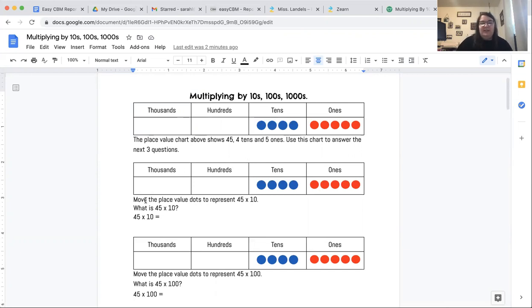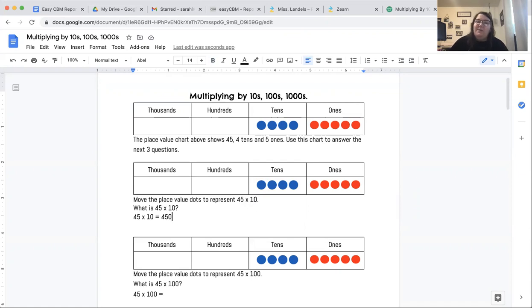Our first question says, move the place value dots to represent 45 times 10. What is 45 times 10? I know that if I'm multiplying by 10, there is 1 zero in 10, which means all I have to do is do 45 times 1 and add 1 zero. So 45 times 1 is 45, and I add 1 zero, which would get me 450.